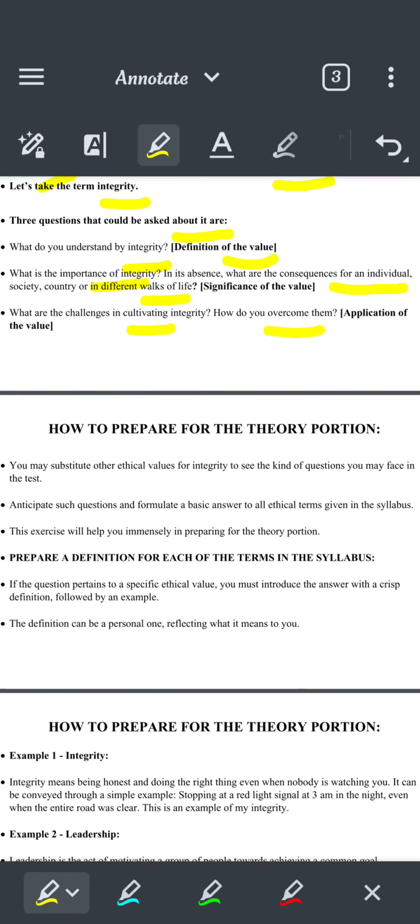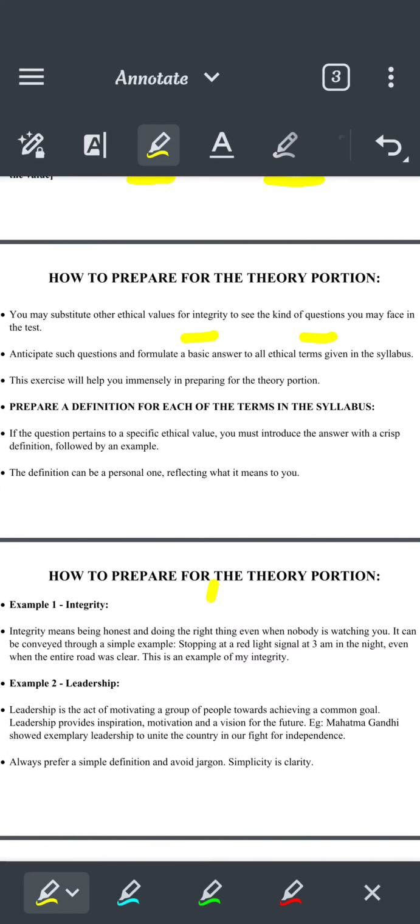So next is how to prepare for the theory portion. You may substitute other ethical values for integrity to see the kind of questions you may face in the test. Anticipate such questions and formulate a basic answer to all the ethical terms given in the syllabus. This exercise will help you immensely in preparing for the theory portion. So we should prepare a definition for each of the terms in the syllabus.